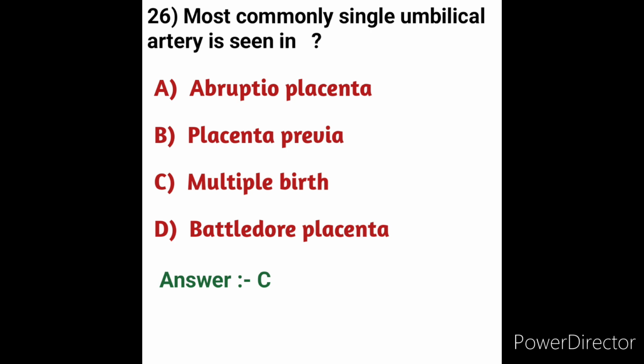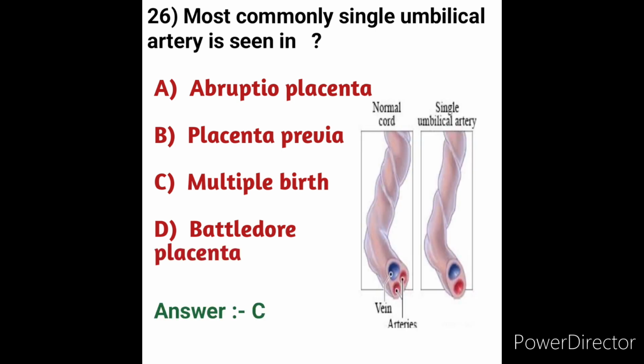Most commonly single umbilical artery is seen in. Actually in the umbilical cord we can see two arteries and one vein, but a single umbilical artery is seen in these cases. Options: option A abruptio placenta, option B placenta previa, option C multiple birth, and option D battledore placenta. Single umbilical artery is most common in multiple pregnancies.